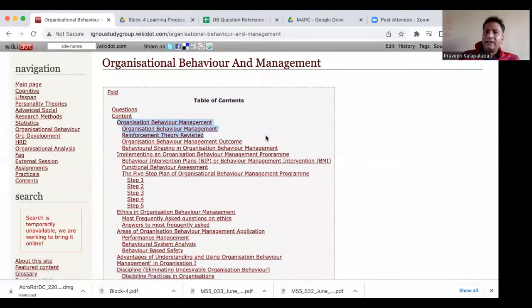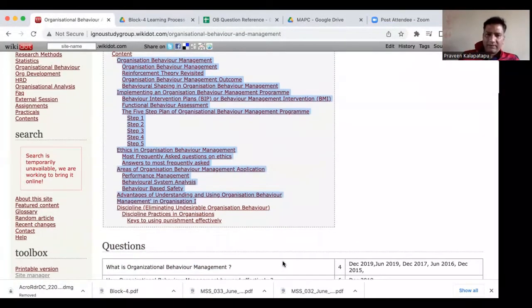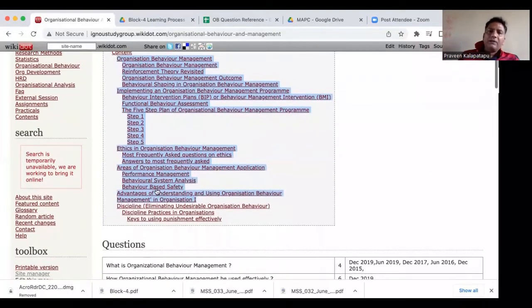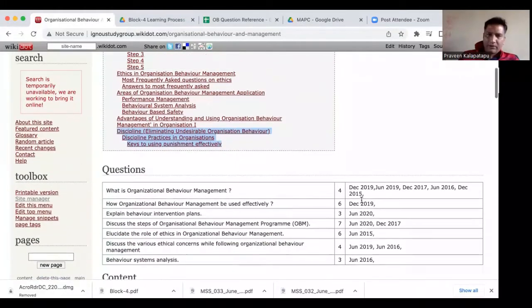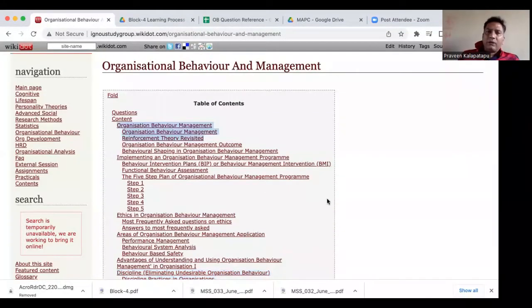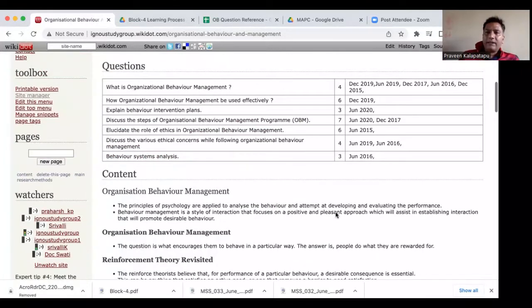It starts with explaining what exactly OBM is, how to implement this OBM, and what is the ethical aspect linking this OBM, and what are the areas this OBM really goes into, and the advantage and understanding of using this OBM in an organization, right? So now the next is the discipline part. So this is what Unit 2 covers. To start with, first talking about what is OBM.